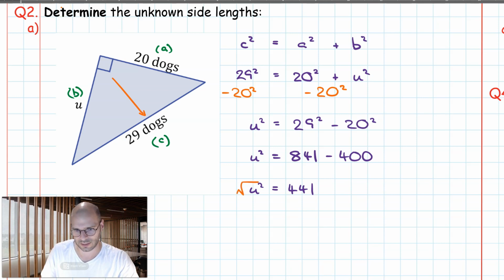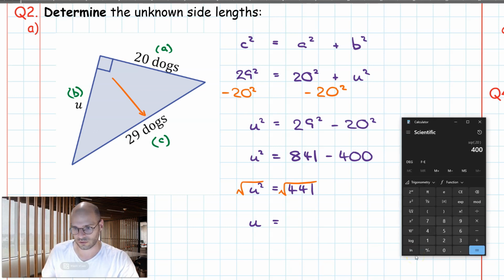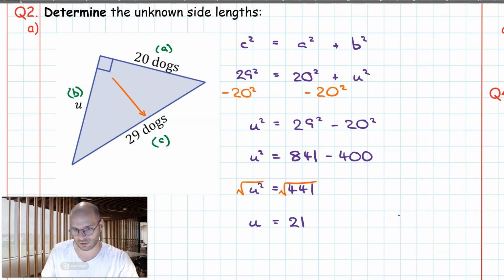So what I do is I take the square root of both sides. This will have the effect of cancelling out the square operation on the left. This becomes U. Looking at the square root of 441, I put in 441, then hit the square root button, and I get 21. So the side length of U in this instance is going to be 21, and the units are dogs. That's question 2A.